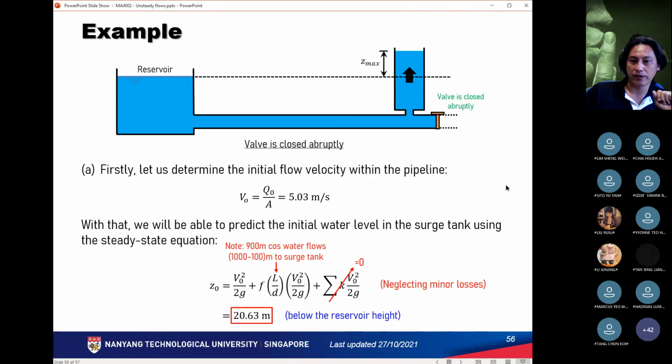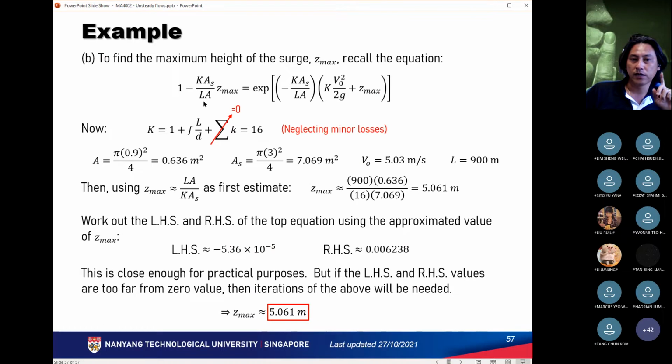You might be wondering, why 900? Because the L here is actually the distance between the surge tank and the reservoir. Think about it. Whatever pressure is causing the water to go into the surge tank is dependent upon the length of the pipe between the surge tank and the reservoir. Correct? Unless the reservoir is exactly at the same location as the valve. If not, we know that the surge tank is 100 meters away from the valve. So we take the 1,000 meters minus the 100 meters, such that L is 900 meters.